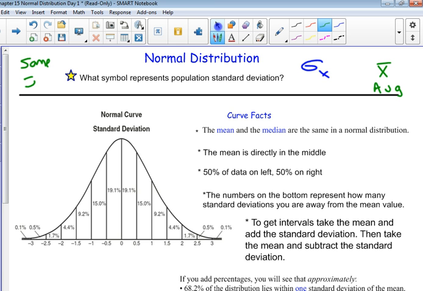Good. Awesome. Okay. So yesterday you learned how to get the average and the standard deviations on your calculator. Today what we're going to look at is something called normal distribution and how statistics is used. Has anybody ever heard of a bell curve?